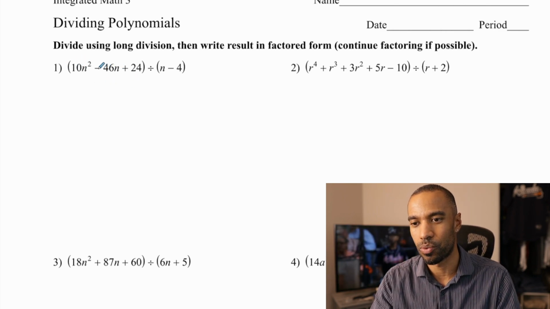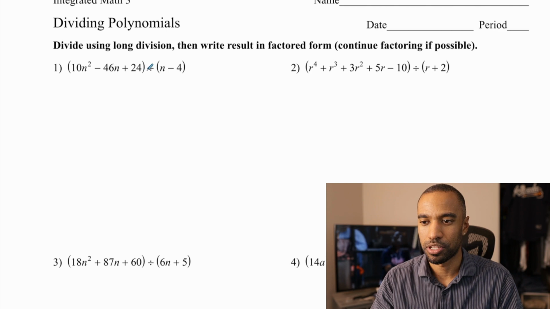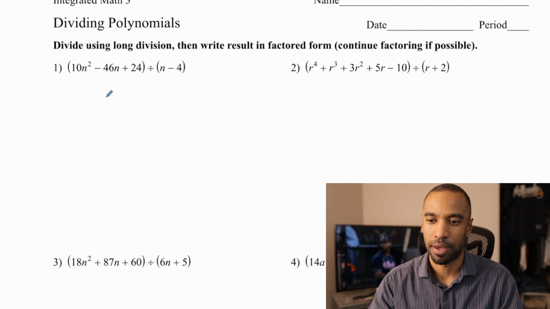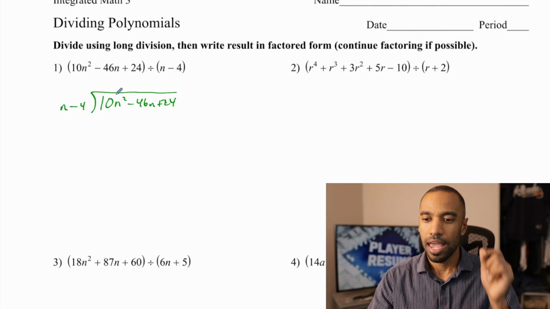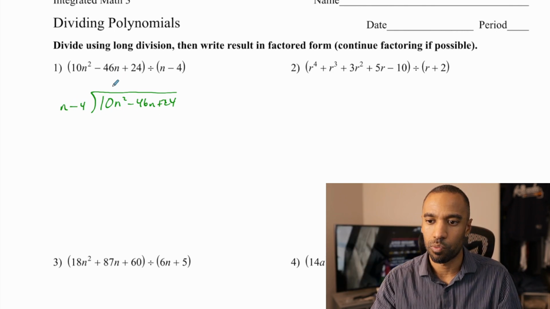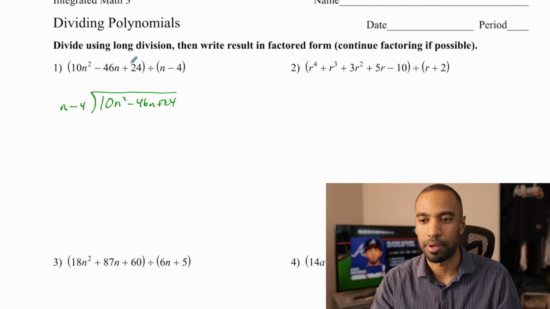Number 1, we have 10n squared minus 46n plus 24 divided by n minus 4. So I'm going to write out 10n squared minus 46n plus 24. And in long division, the dividend goes here, and the divisor kind of goes out like that. What we're going to do is divide this by this, and we're going to end up with the result that I'm going to write on top as the quotient.